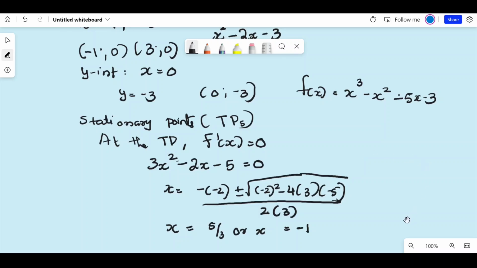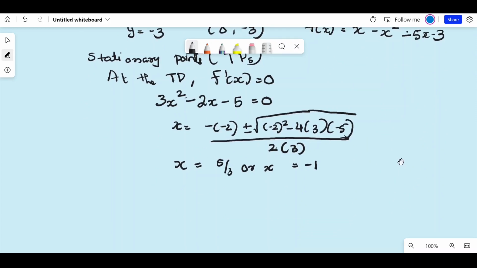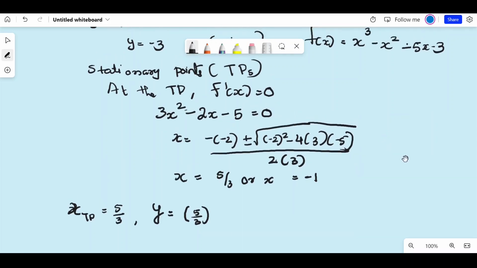While you are finding the turning point, what you have got now is only the x coordinate. This is only the x coordinate of the turning point. When the x coordinate of the turning point is 5/3, what is the y coordinate? So you substitute this x value in the equation for f of x. F of x is written here.